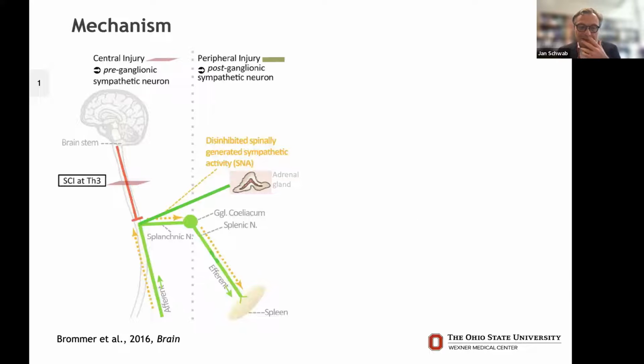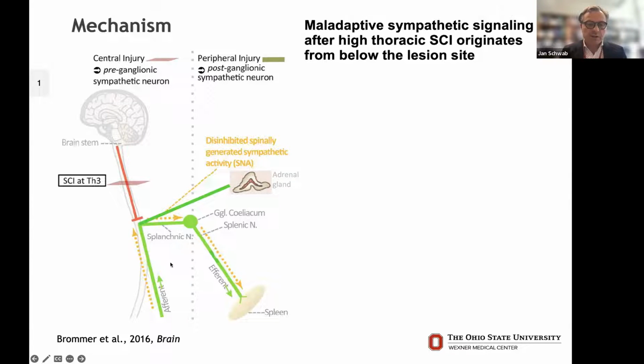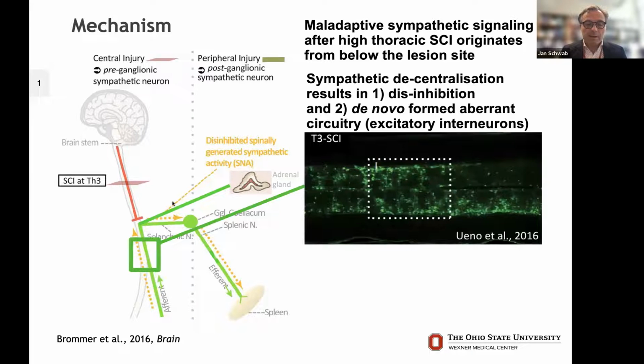And I guess this is still quite an accurate drawing. So what happens after spinal cord injury is that there is sympathetic nerve activity originating from below the lesion site, ascending as afferent sympathetic drive, and then able to branch off, because there's no supraspinal inhibition anymore, to the adrenal gland and also to the spleen. And this is beautiful work done by the Popovich lab, which shows that the architecture of the sympathetic innervation below the lesion site, in the condition of lack of supraspinal control, is becoming altered, as you can see by these interneurons becoming formed almost in a chaotic way.